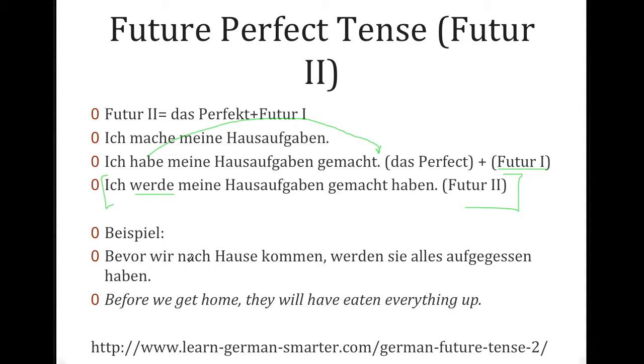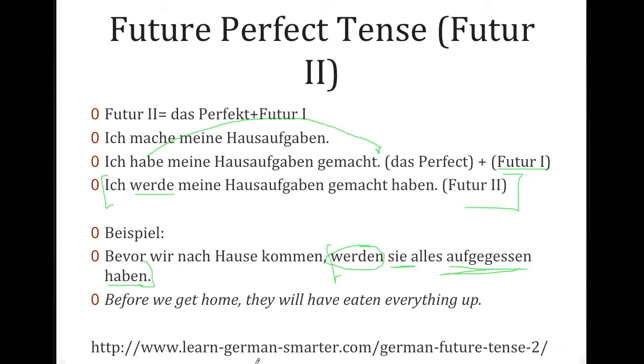And so an example is, bevor wir nach Hause kommen, werden sie alles aufgegessen haben. And the translation is, before we get home, they will have eaten everything up. So the Futur 2 is the English equivalent of they will have, or we will have, or she will have done this. And so this ending, so if you look at it, so sie werden alles aufgegessen haben. So here you have sie, and that's in the plural form of sie, they. And the verb werden is conjugated for sie. So sie werden alles aufgegessen. You have the action, the specific action verb in its ge form, and then haben in the infinitive. So bevor wir nach Hause kommen, werden sie alles aufgegessen haben.